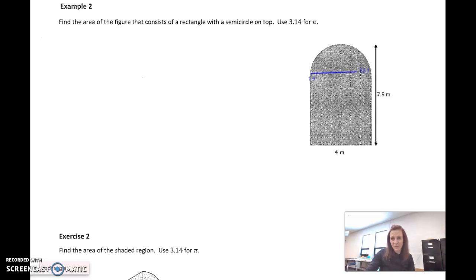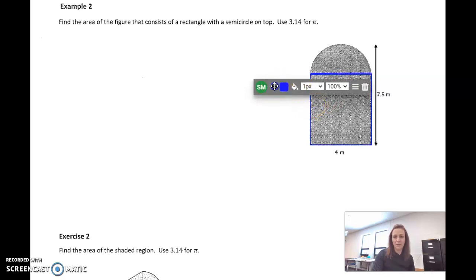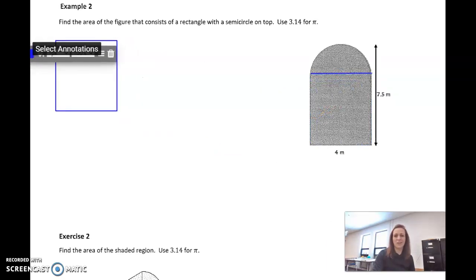So if I break this up into the rectangle and semicircle, I can find the area of each one and then add them together, right? Area of this plus area of this. So if I take my rectangle right here, my advice to you is always redraw what you want. You don't have to put it on there and make it perfect. It really doesn't matter. I have the ability to do that with my software.